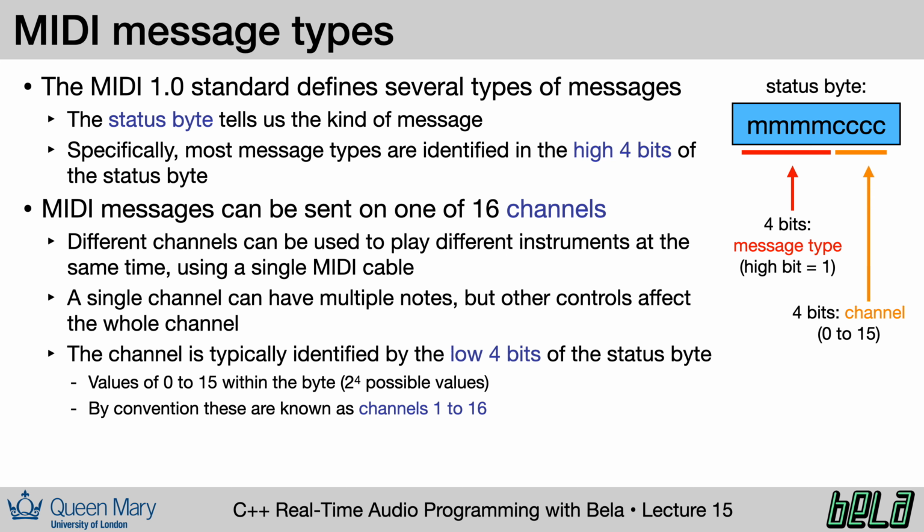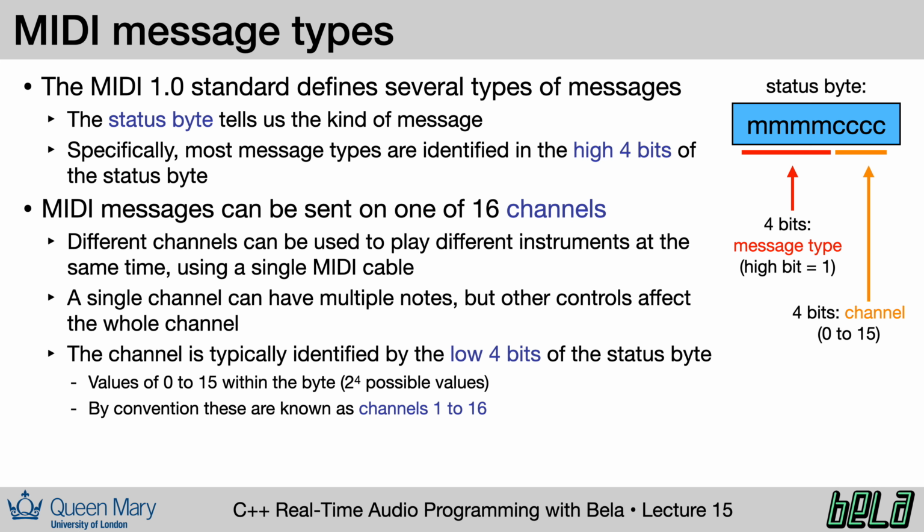Let's now talk about the particular kinds of MIDI messages we might encounter. As we discussed, the first byte, or status byte, tells us what kind of message it is. Specifically, most but not all types of status bytes are broken into 2 4-bit segments. The high 4 bits will tell us what kind of message we're dealing with, and the low 4 bits will tell us which MIDI channel the message is designed to affect. 2 to the power of 4 is equal to 16, and so a MIDI message can affect one of 16 channels on the same MIDI cable.